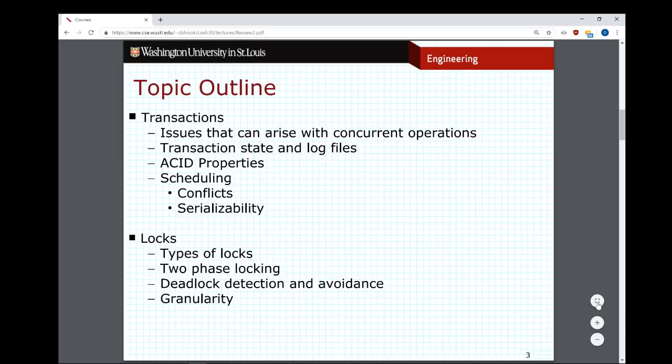All right. So then we spent a lot of time talking about how to actually schedule transactions. So we talked about things like conflicts. So what are the two types of conflicts we're going to run into? Two flavors.